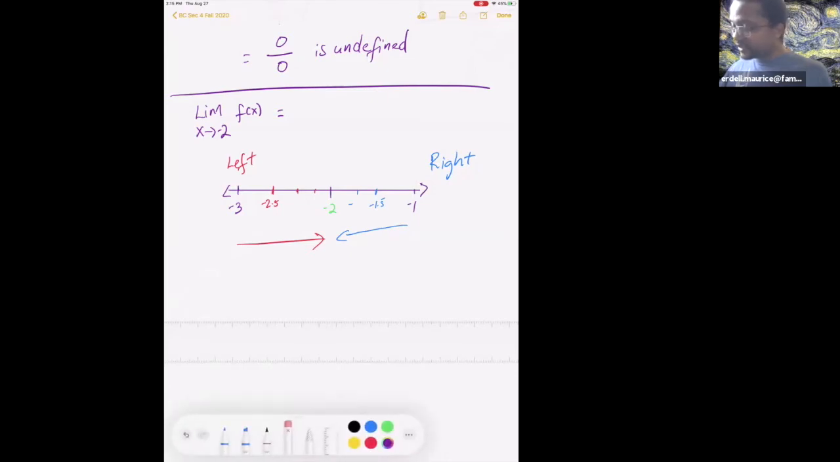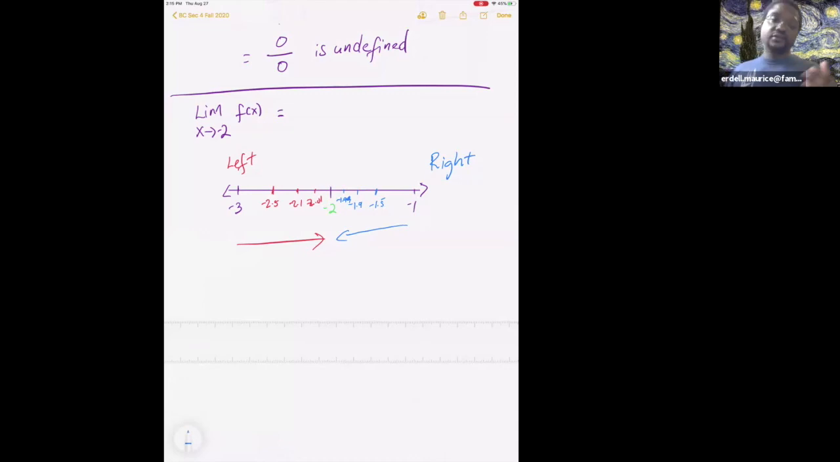-2.5. It should be -2. Be nice to me. Should be -2.1, -2.01. Yes? -1.99 is on the other side. So -1.9, -1.99. Yes? The red numbers are the left side. The blue numbers are on the right side.